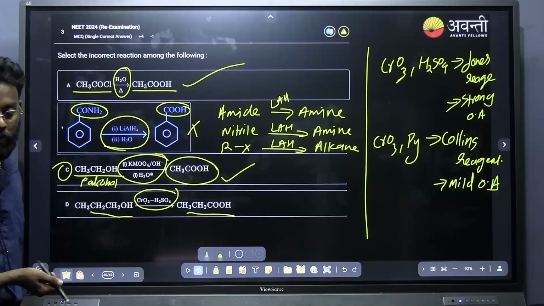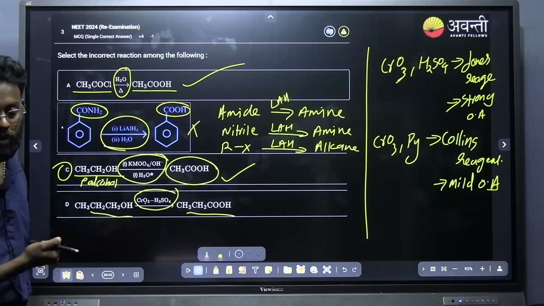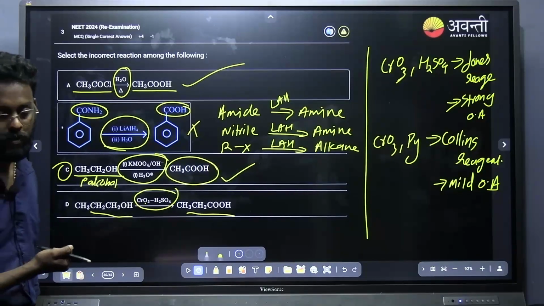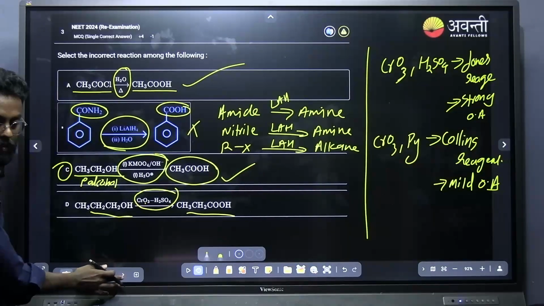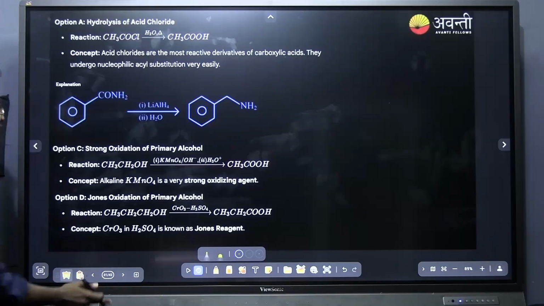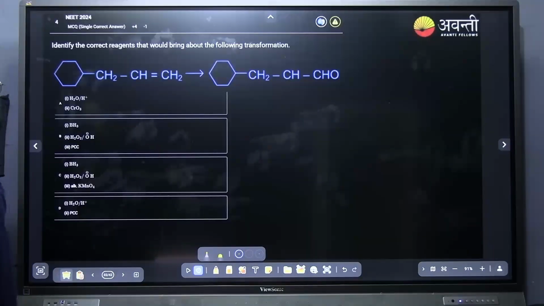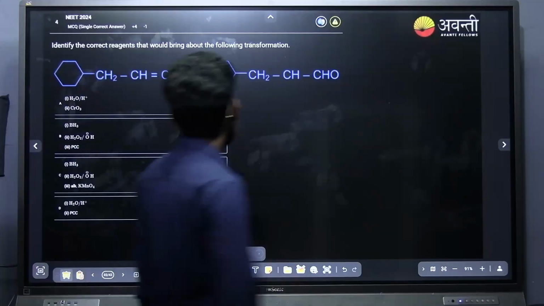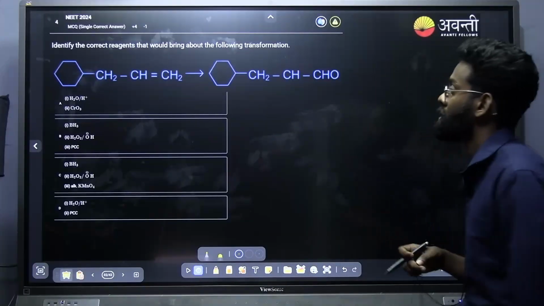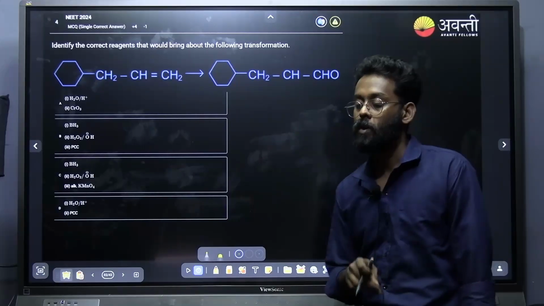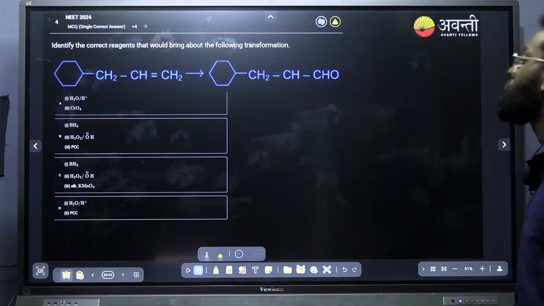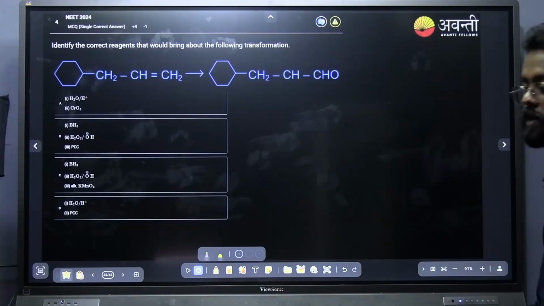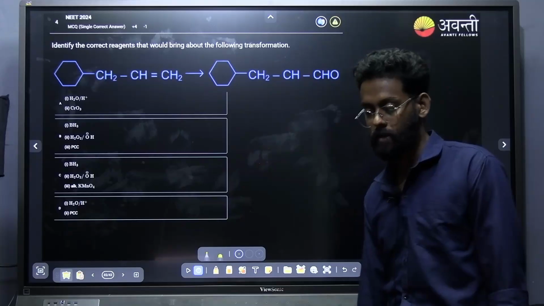Students, can I move? Are you ready for the next question? Yes, thank you. Moving. Take a screenshot and we can move. Another question. Identify the correct reagent that would bring about the following transformation. All my dear students, do it. Get the answer quickly.